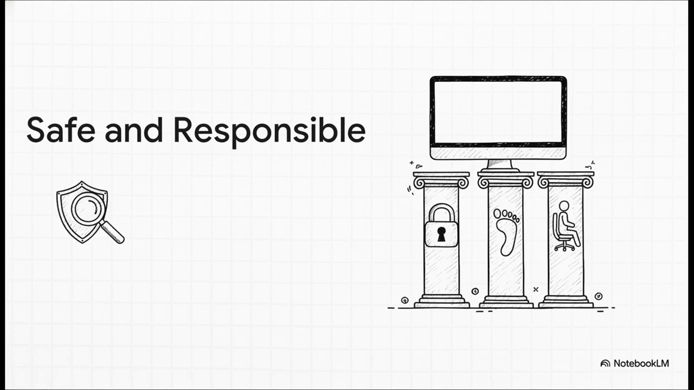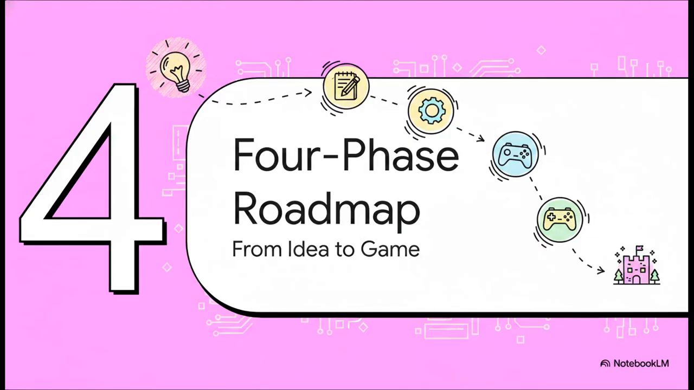And fourth, well-being. This one is huge. It's about managing screen time and adhering to proper physical ergonomics at the workstation. We aren't just creating games here. We're building healthy habits. All right, Section 4, the 4-phase roadmap. Let's see how a game is actually built step by step.